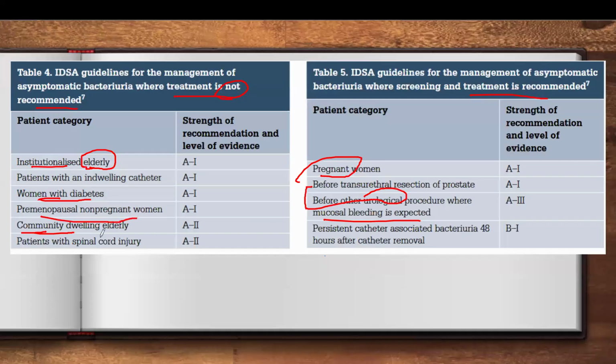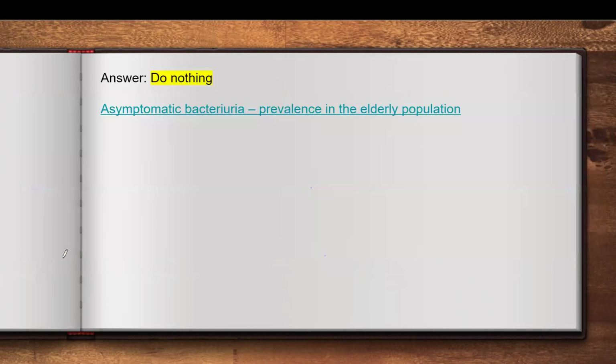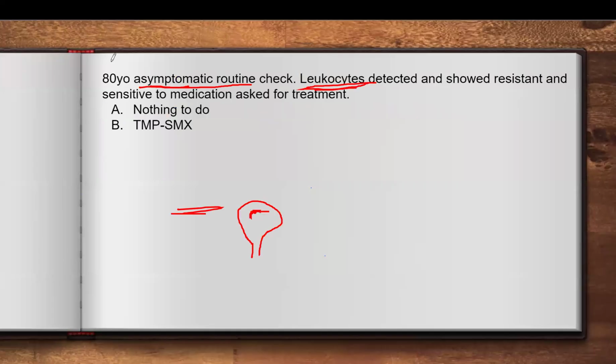Again, premenopausal non-pregnant women and patients with spinal cord injury, all of these usually have some bacteriuria, but as long as it's asymptomatic, you don't need to treat it because we don't want antibiotic resistance. Okay. So here, this is like an 80-year-old elderly patient not undergoing any urological procedure, so nothing to do. So we are not going to treat it.